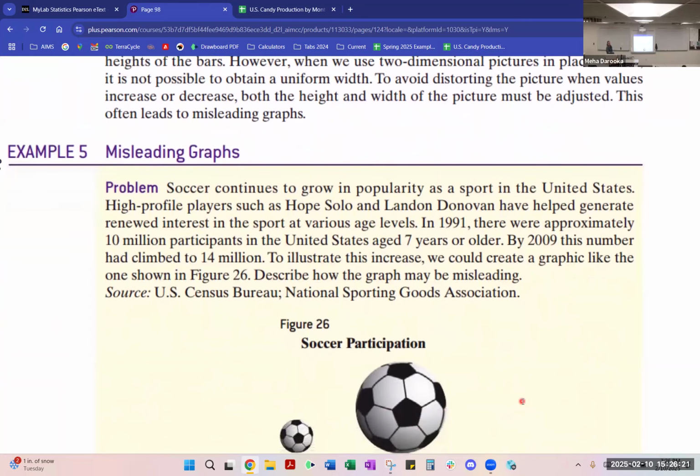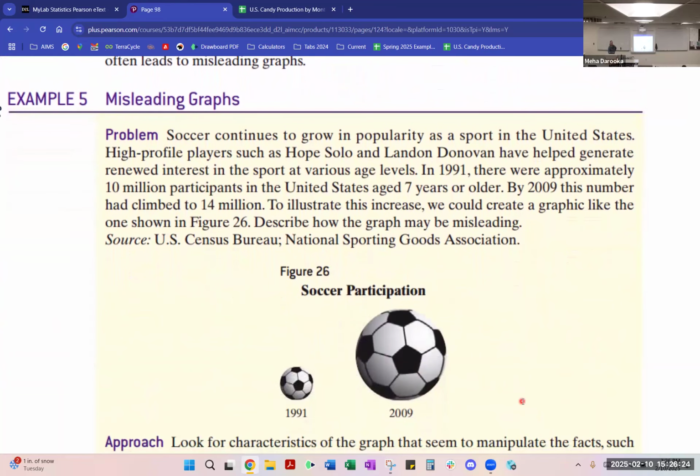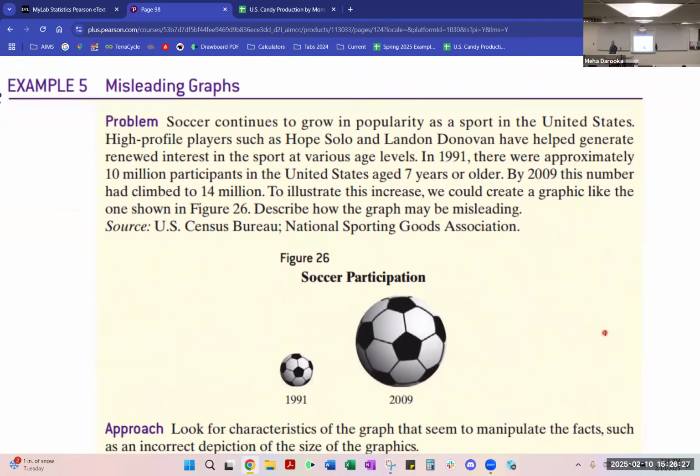Soccer continues to grow in popularity as a sport in the United States. High-profile players such as Hope Solo and Landon Donovan have helped generate renewed interest in the sport at various age levels. In 1991, there were approximately 10 million participants in the US, age 7 and older. By 2009, this number had climbed to 14 million. To illustrate this increase, this is the graphic we have created. Just by looking at that graph about soccer participation, you can see what the soccer ball looks like in 1991. You can see what the ball looks like in 2009.